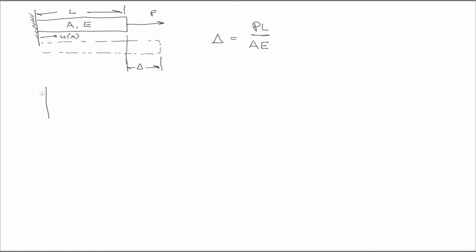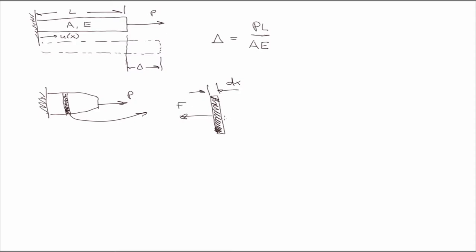So if we have a bar that we're going to say has an arbitrary shape, because we don't want to confine our model to just a rectangular bar, and we look at just a little slice of that bar, now we're looking at just this little slice of the bar. And when I say little, I mean infinitesimally little, right? If I'm pulling on it with the load P, any slice is going to be at equilibrium, right? So it's going to have some force here plus some force here.